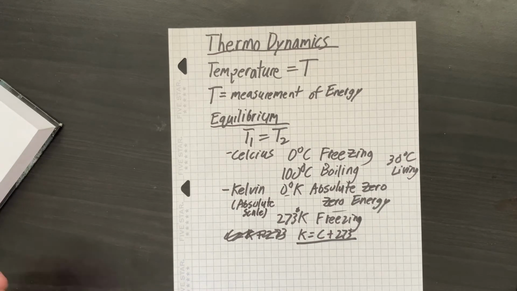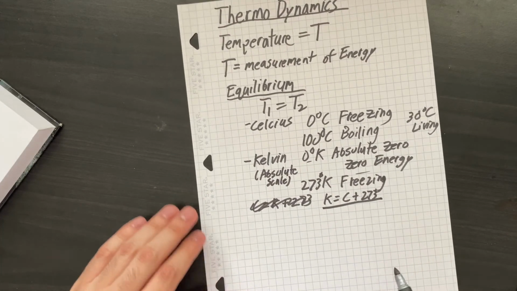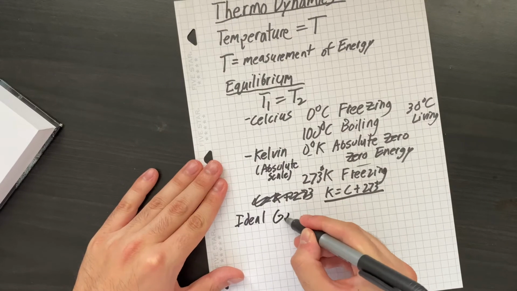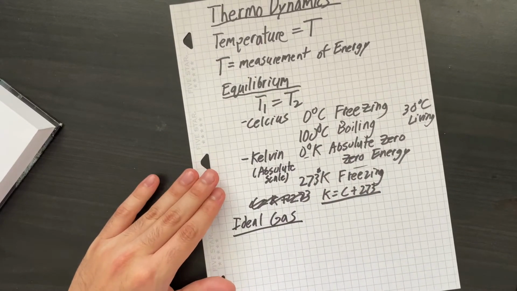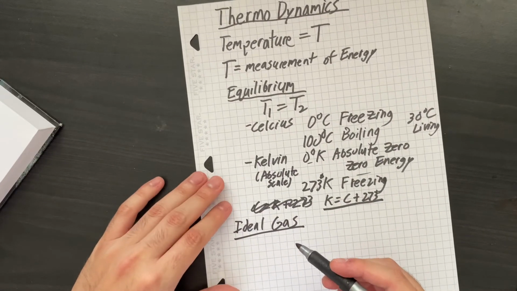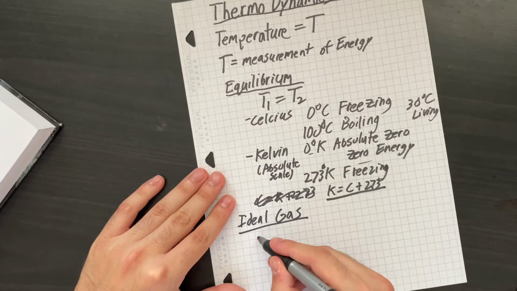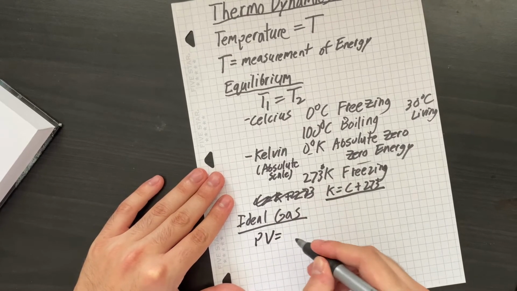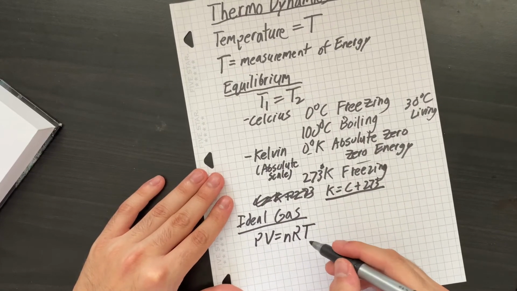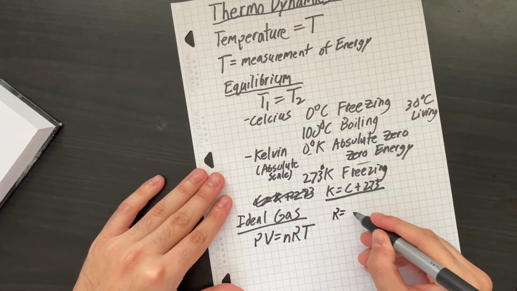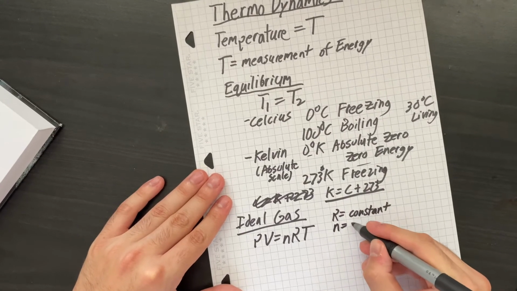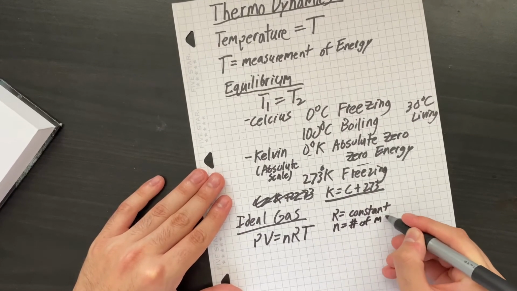All right, and then the last thing I want to show off today is going to be what's called the ideal gas. Now, the ideal gas is very interesting. It's one of the most important things we might learn in this class. And so I'm just going to give you the equation. PV equals nRT. T is temperature. R is a constant. n equals number of moles.